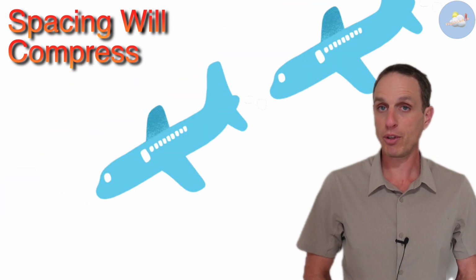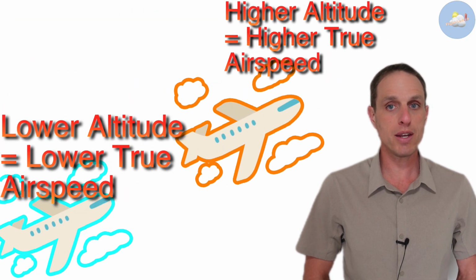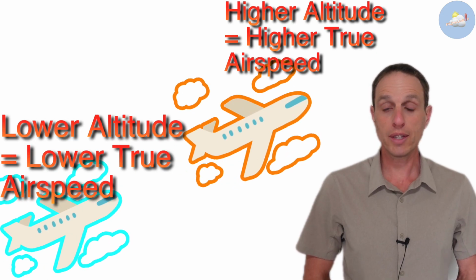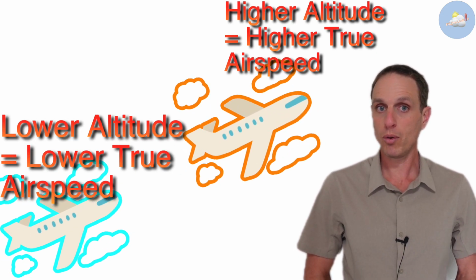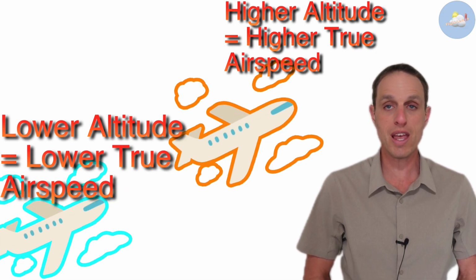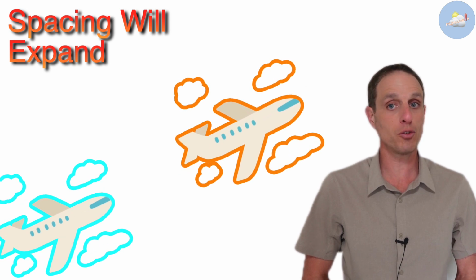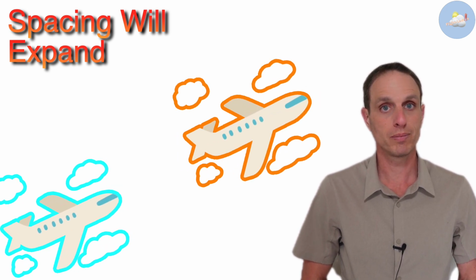The opposite happens during a climb. If two planes are climbing at the same indicated airspeed, the one in the lead, which is higher up, will have a higher true airspeed and the distance between them will increase. Controllers need to manage this compression and expansion to maintain separation.